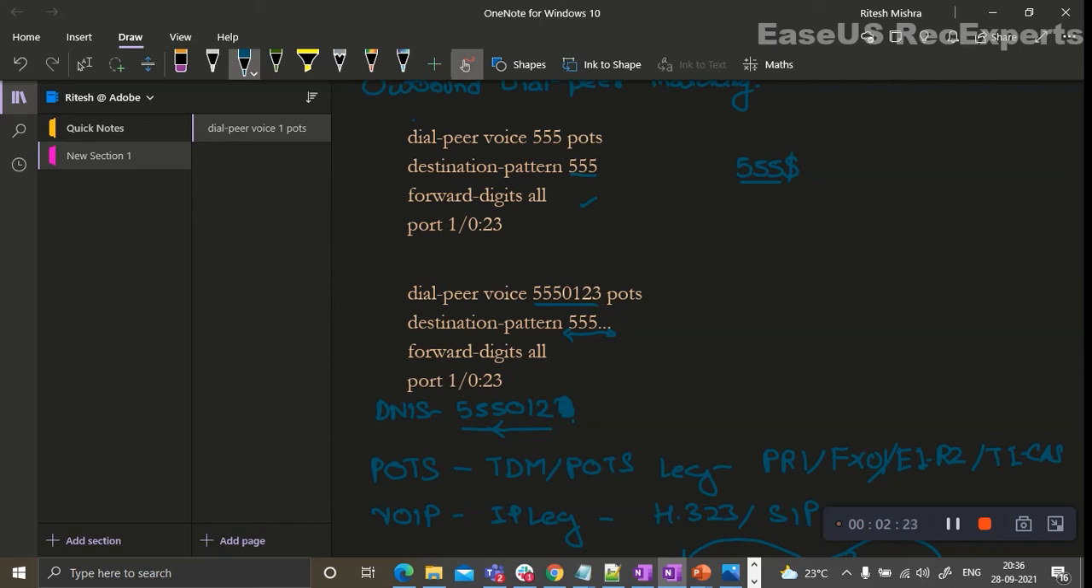555012 is a complete match for this dial peer. So let me repeat again. Cisco voice gateways support variable length matching for outbound dial peers.